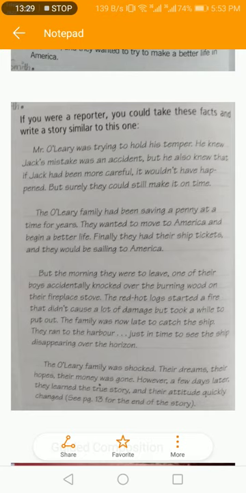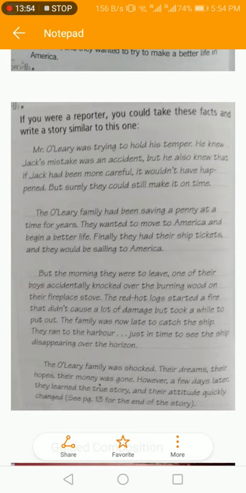They wanted to move to America and begin a better life. Finally, they had their ship tickets and they would be sailing to America. So now we take the facts above and we write a story similar to these facts.